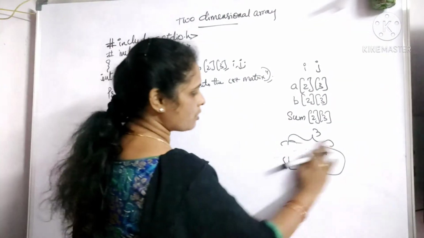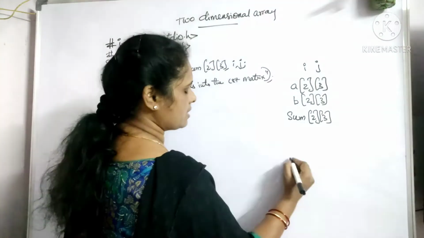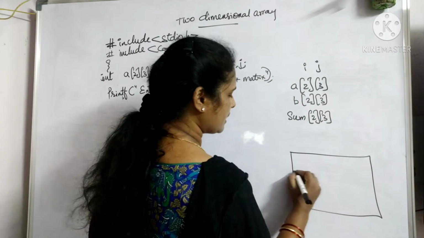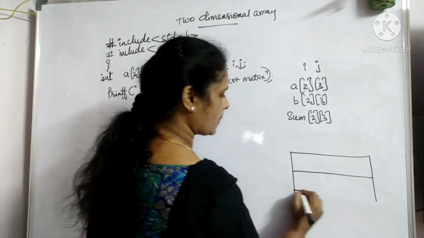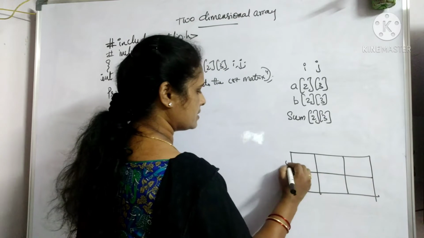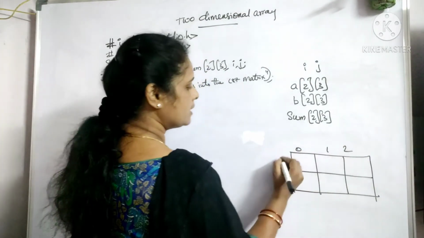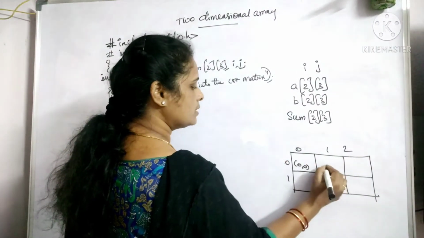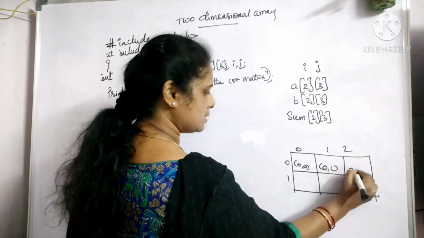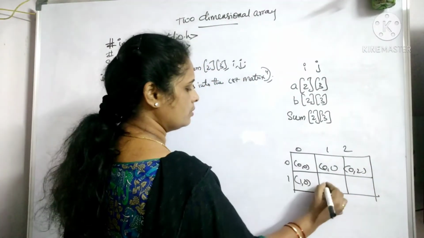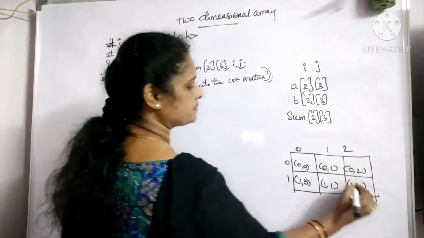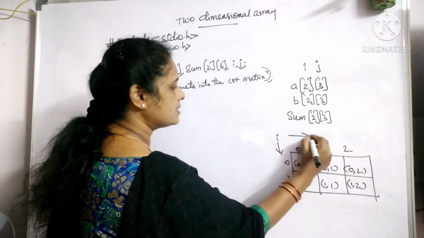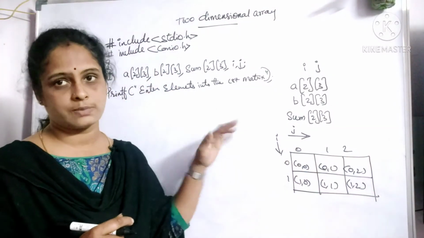If we talk about the row count and column count, as we discussed in the previous session, I have two rows here, that is 0, 1, and columns 0, 1, 2. This is the row count and this is the column count. Now the positions are 0,0; 0,1; 0,2; 1,0; 1,1; 1,2. The row index is mentioned with i and the column index with j.